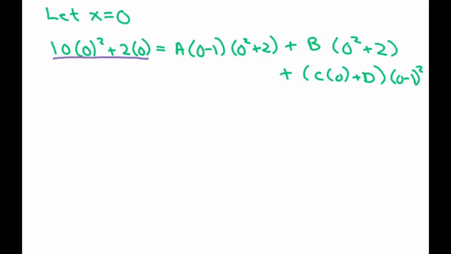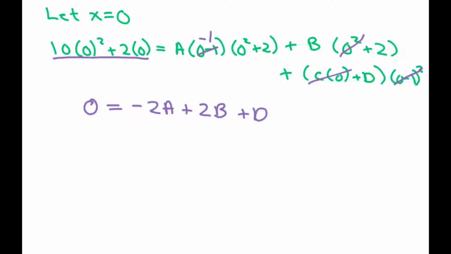Now let's simplify all this. This side right here is just going to be 0. This is 2. This is just negative 1. So 2 times negative 1 is going to be negative 2a. And then that goes away, so that's going to be plus 2b. And this is 1, so that just goes away. So we're just going to get plus d, because c times 0 is just 0.